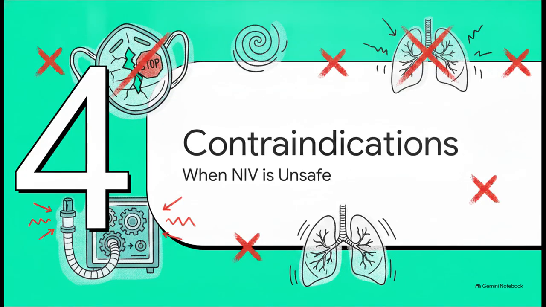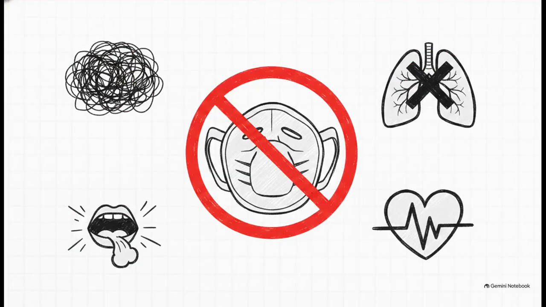But of course, NIV is not some kind of magic wand. Recognizing its limitations is a must-have skill for junior doctors. You have to know when a mask is simply not going to cut it. If you encounter any absolute contraindications, NIV isn't just inappropriate, it's highly dangerous. If your patient has severe encephalopathy, is actively vomiting, or just can't protect their own airway, strapping a pressurized mask to their face drastically increases the risk of a fatal aspiration.